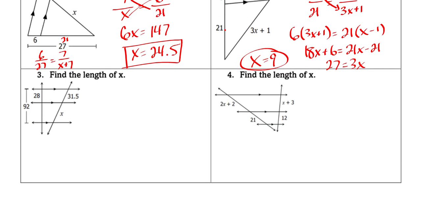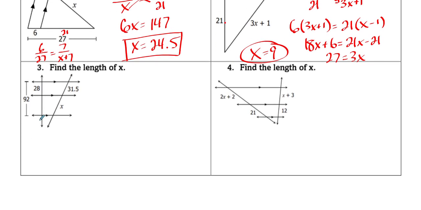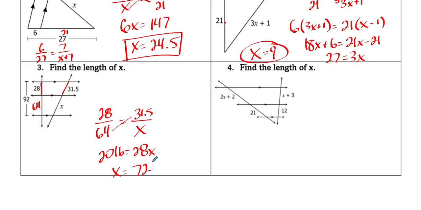Those are both dealing with triangles. These are both dealing with just parallel lines cut by transversals. It's the same thing though. 28 compares to, I'm going to find this length, that's 64. So 28 over 64 is equal to this length compared to this length, 31.5 compared to x. So we're going to cross multiply. You get 2016 equals 28x, and so x is 72.